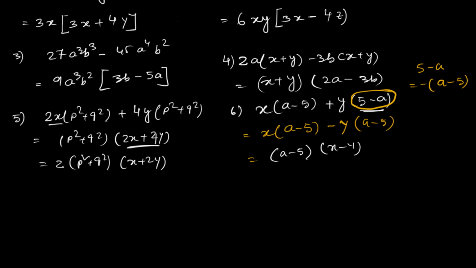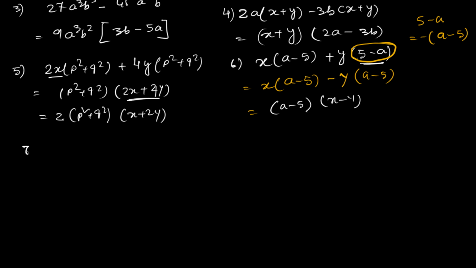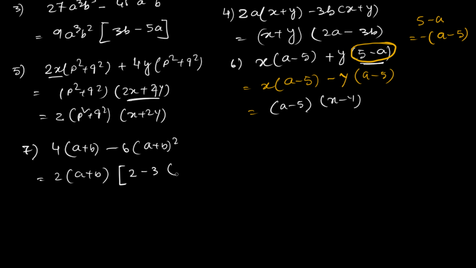Okay, that's a little bit tricky. The seventh question was 4 into a plus b minus 6 into a plus b whole square. So we can take 2 into a plus b common. From the first term we are left with 2, second term we are left with 3 into a plus b. So if I simplify a little, it will be 2 minus 3a minus 3b, right?